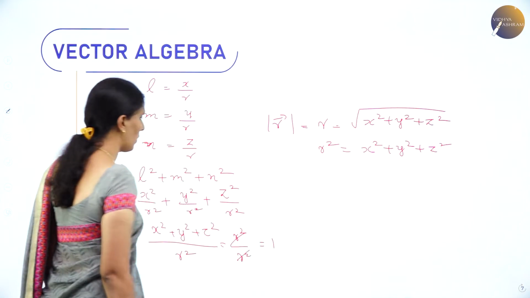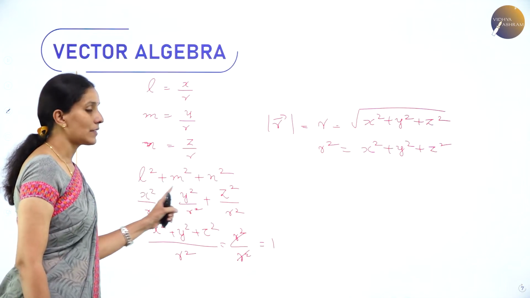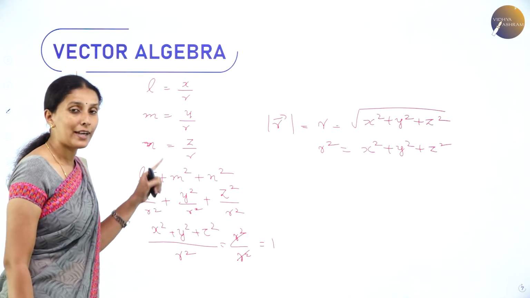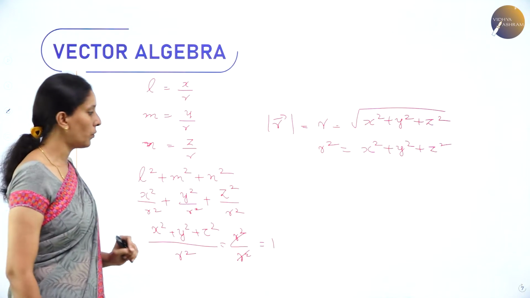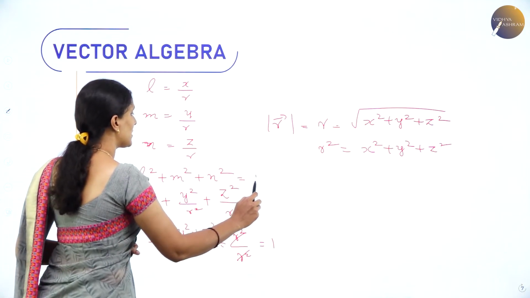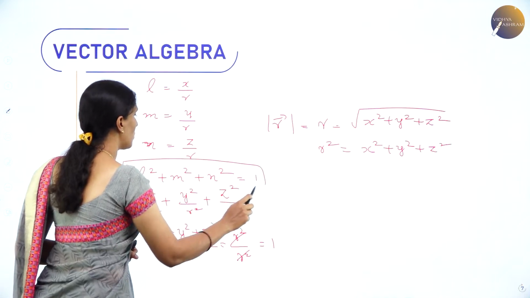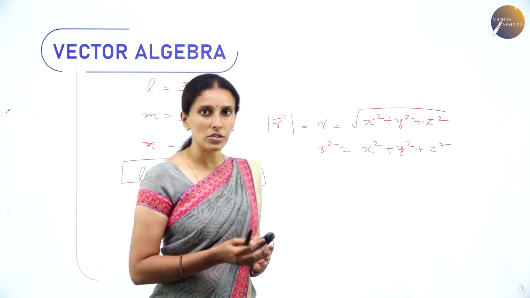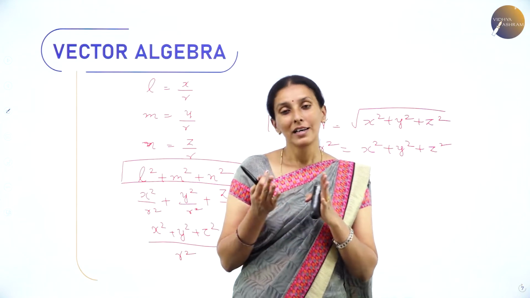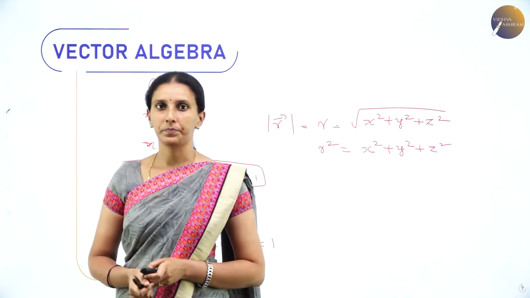The value is equal to 1. Therefore, the sum of squares of the direction cosines of the position vector is equal to 1. That is, L square plus M square plus N square is equal to 1, or we can also write cos square alpha plus cos square beta plus cos square gamma is equal to 1.